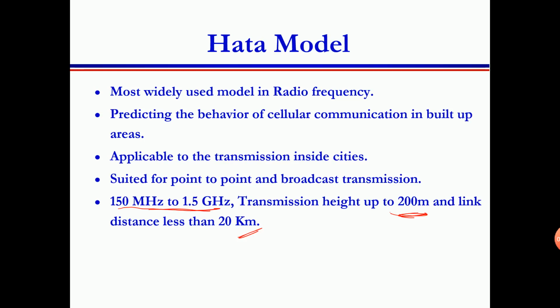Could you pause the video and tell what is the major difference between the Okumura model and the Hata model? For the Okumura model, the frequency range is 200 to 1920 megahertz, whereas here it is 150 megahertz to 1.5 gigahertz. The distance there was 1 to 100 kilometers; here it is 20 kilometers. And the antenna height there was 30 to 1000 meters, and here it is 200 meters.